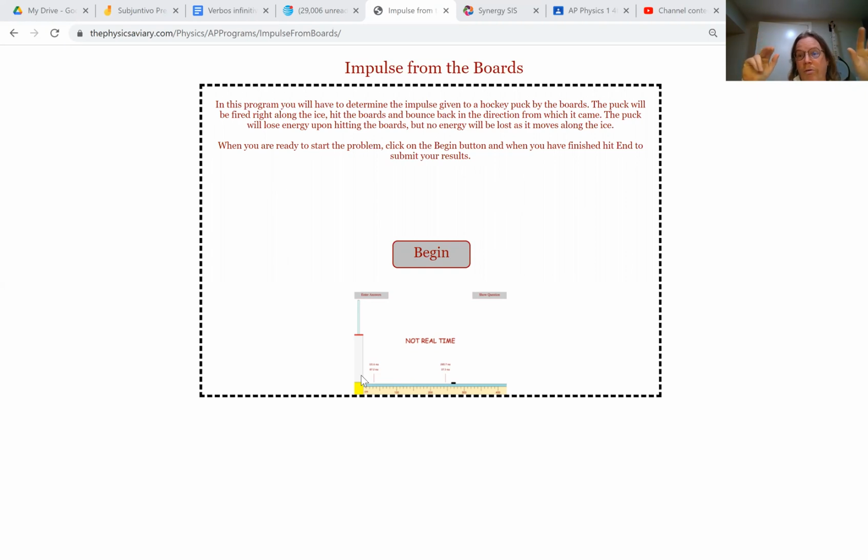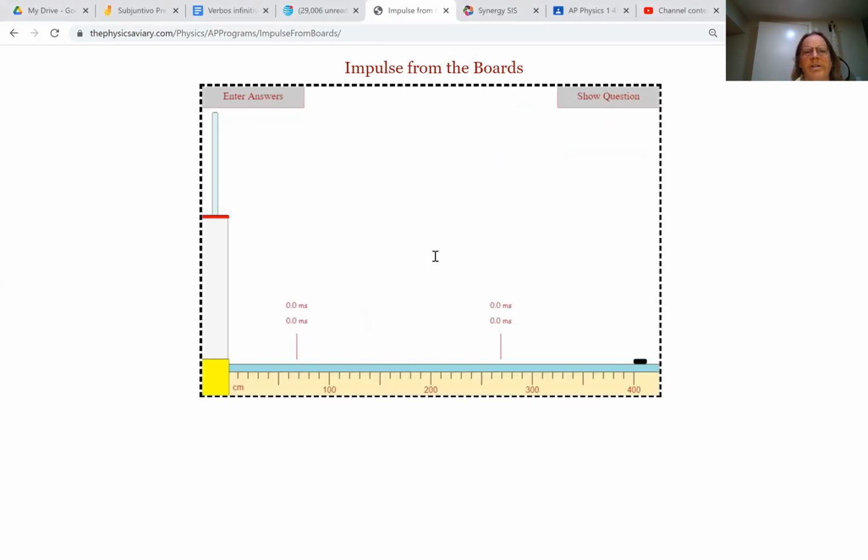which is the wall for American. I guess Canadian American fans would call it the boards as well. It's hockey. All righty. So here we go.